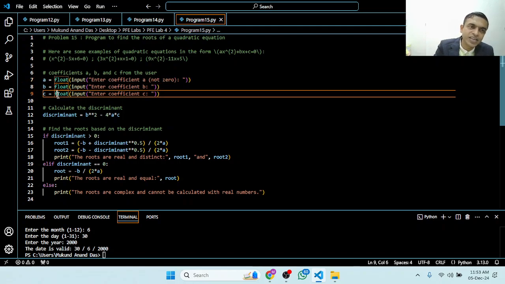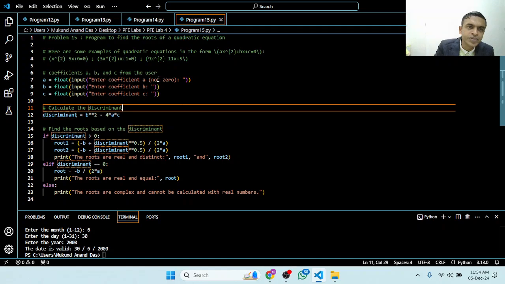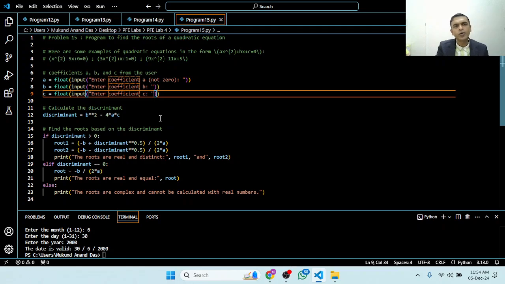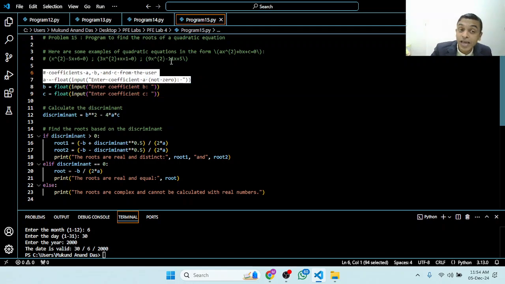B and C can have any positive or negative value. That is not a problem. So we got A non-zero, B and C. If A is 0, what happens is it becomes a straight line, bx plus c is equal to 0. Then we'll have only one root. It is not a quadratic equation if A is 0. It's just a straight line, bx plus c. So that's why we have to see here it is non-zero. You can put in a validation check at this point.